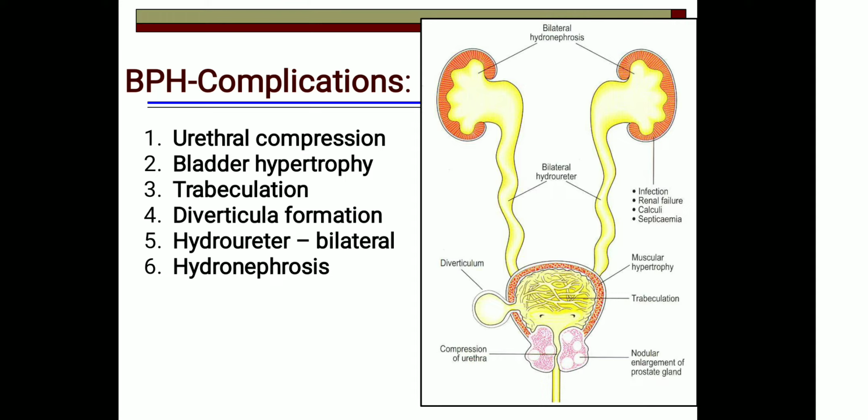Why? Because the muscle wall of the bladder is getting stretched, and that leads to a trabeculated appearance of the muscle wall. Diverticular formation, again, is due to the pressure inside the bladder. Also, if the compression is long standing, it leads to bilateral hydroureter and also hydronephrosis. Okay, all these you can just think and write.